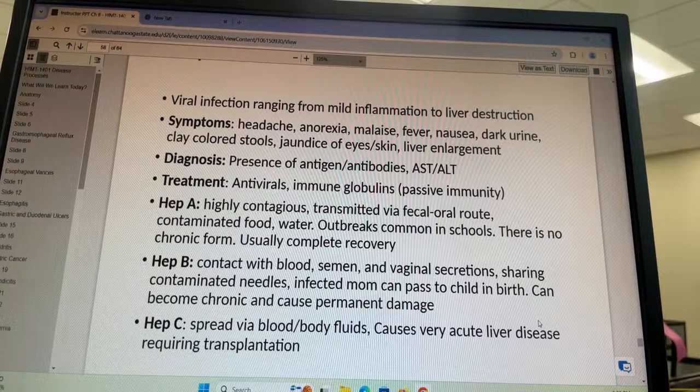Now hepatitis C, very similar to hepatitis B. This one is also spread via the blood and body fluids, semen, vaginal secretions, the same way. This one causes very severe liver disease. It's one of the most common, what does it say in the book? One of the most common viral infection causes of death. So this one often requires transplantation for the liver. So this one's the most severe. Okay. Any questions so far about hepatitis?